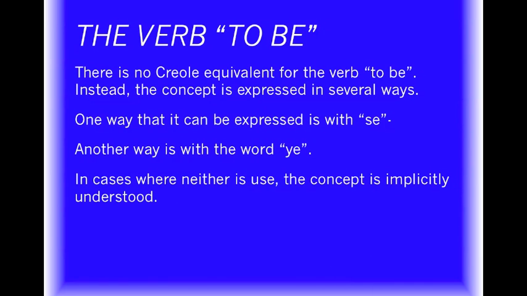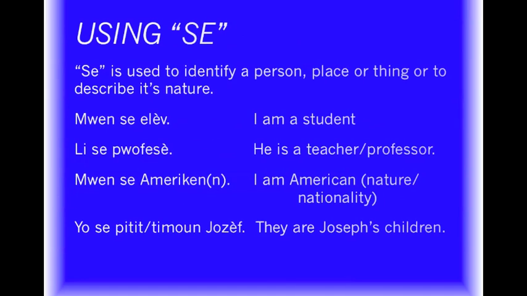So, getting to this verb to be. As I said, there is no one word for the verb to be in Haitian Creole. Instead, it's expressed in several ways. So we have se, ye, and then in other examples, we'll see that it is just omitted. That, in other words, to be is just implicitly understood. So let's start with se.